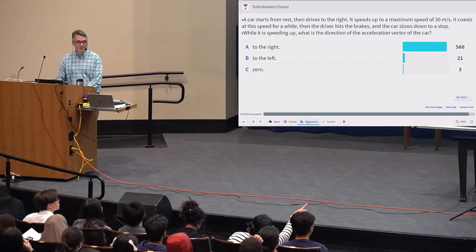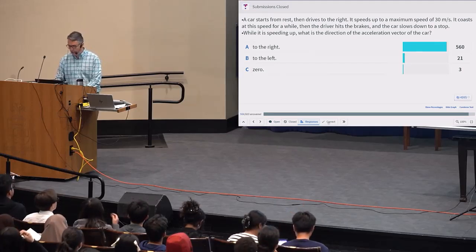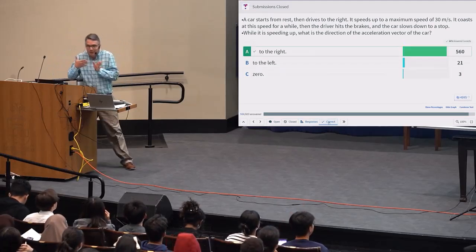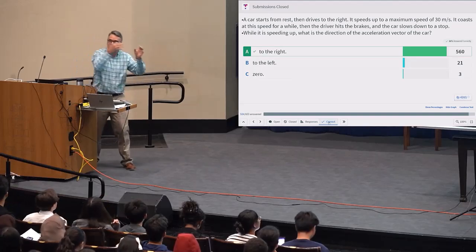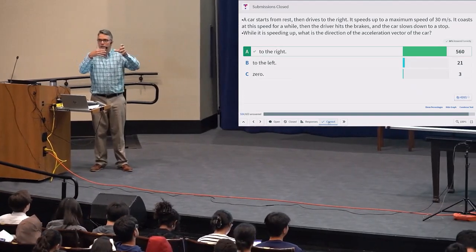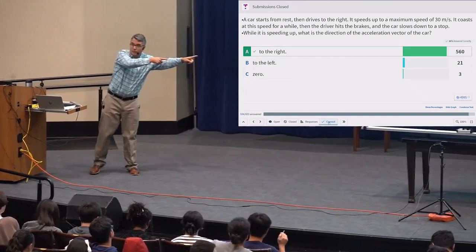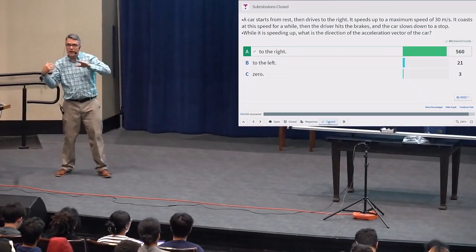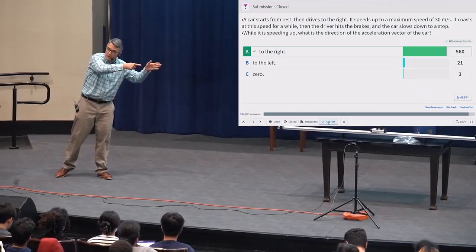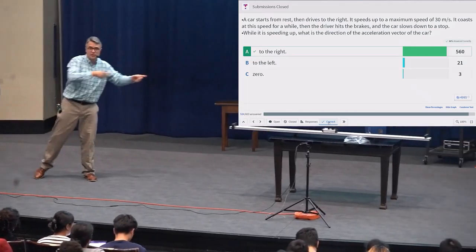Wow, okay, so I didn't even teach this, and some of you have a good intuition. I like that. Speeding up, your acceleration is in that direction, so that your change of velocity goes from 0 to something in the forward direction, 30 meters per second. So that delta V is to the right, so your acceleration is to the right.